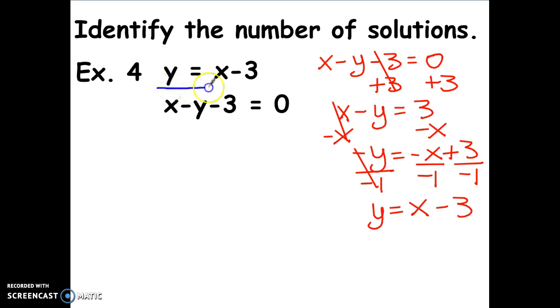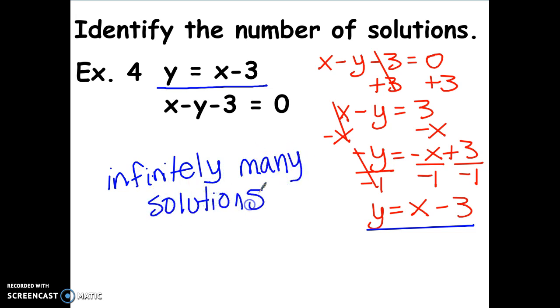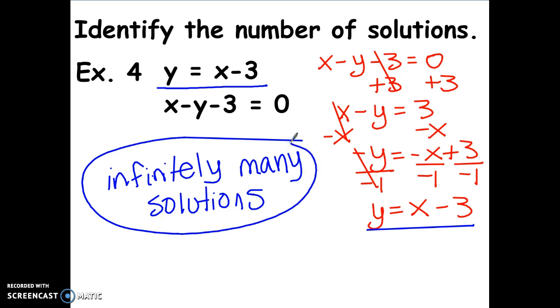So my two equations are y equals x minus 3, y equals x minus 3. Same equation, which means same slope, same y-intercept. That is infinitely many solutions. And that concludes your lesson for today.